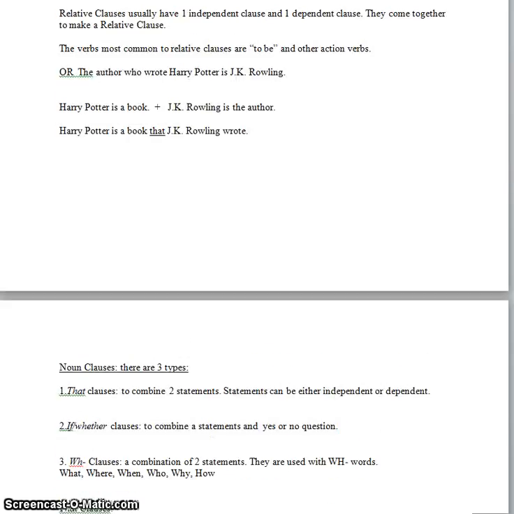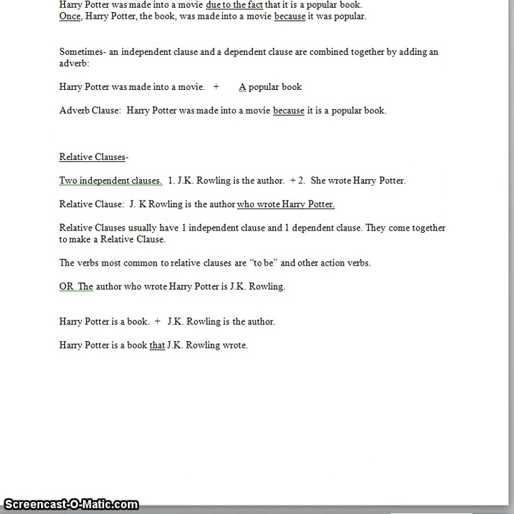Let's go back up to relative clauses. Here's a relative clause. Do you see an adjective here? No. I have a main verb. I have no adjective here. Here's a relative clause. Where's the adjective? There is no adjective.